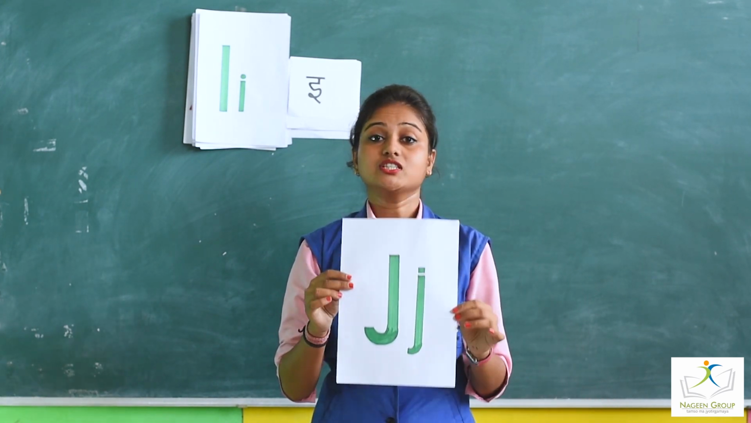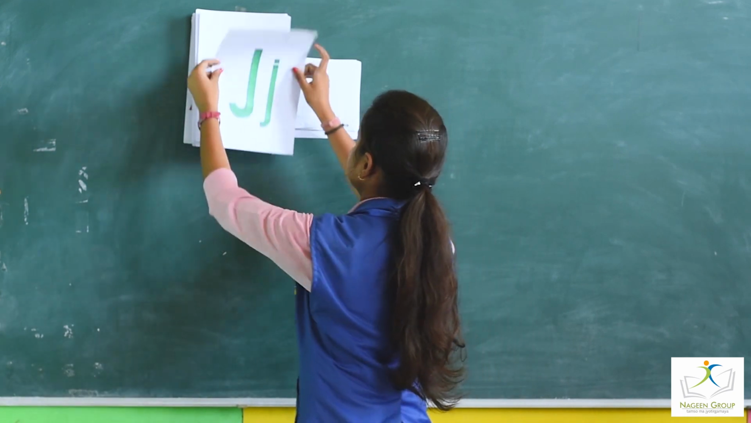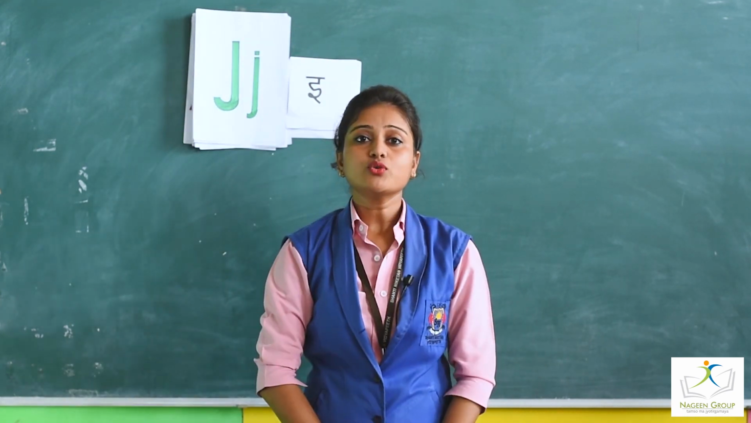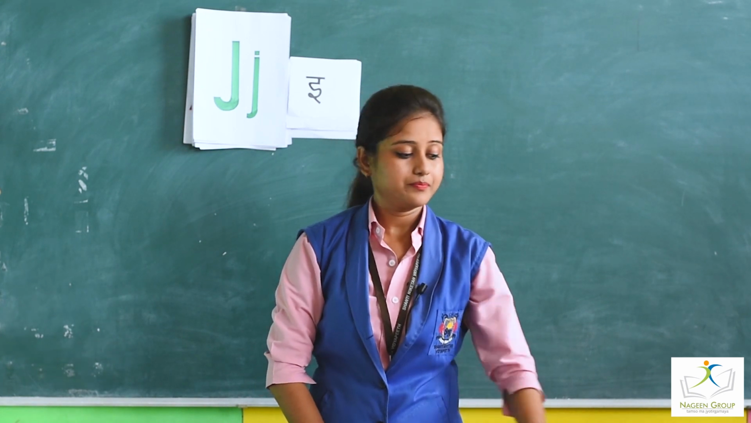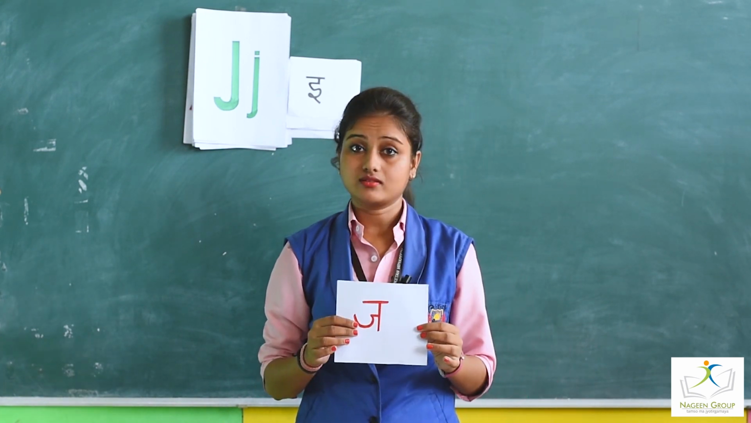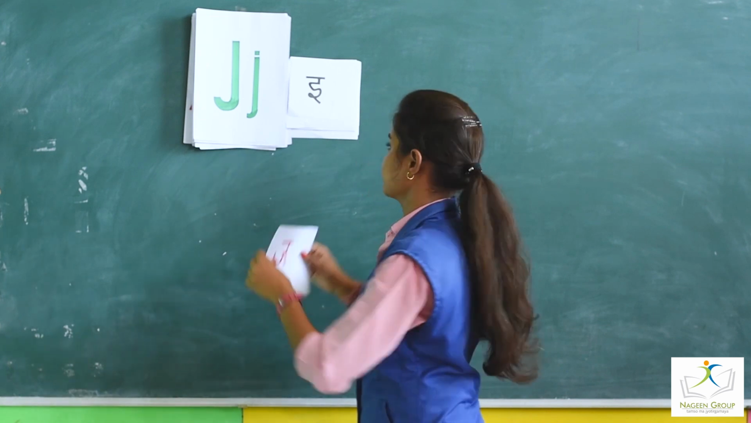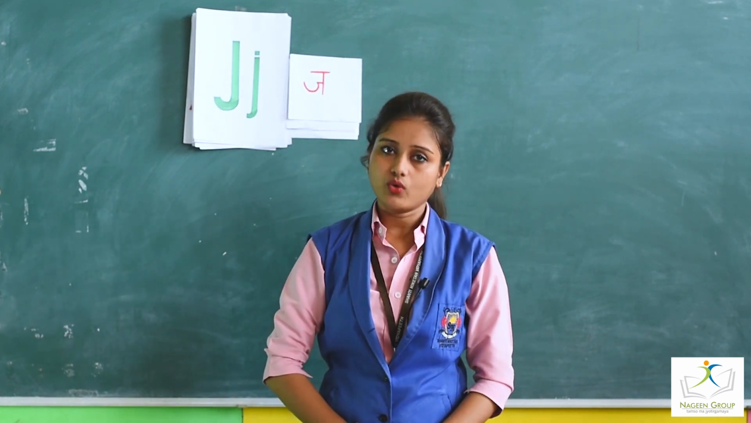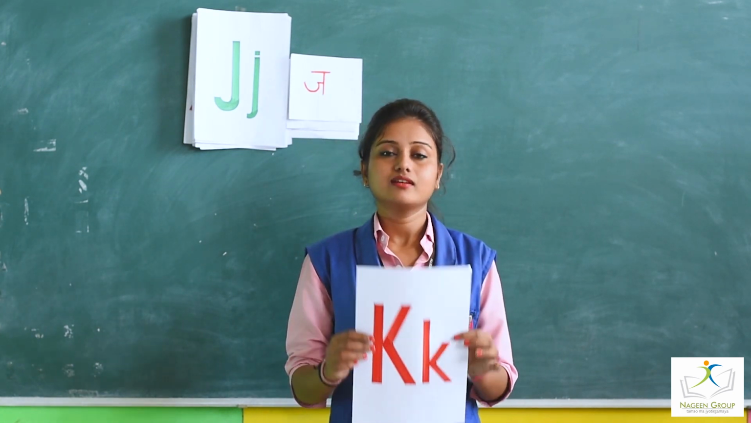Next, I have the letter J. What is this? J. The sound of letter J is J, as in choker, jug.